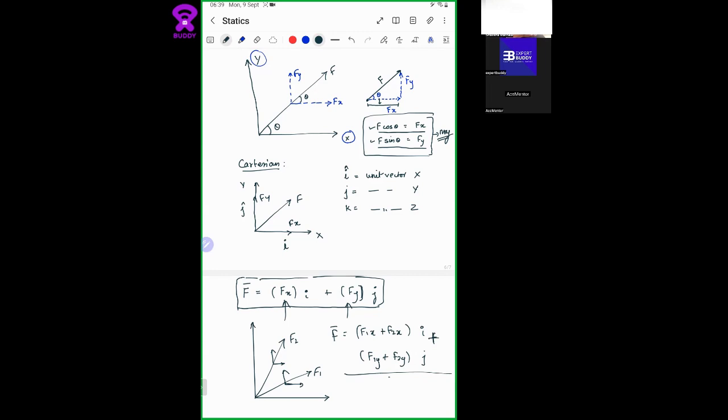And if you have an F3 which is going the other way, what do we do? You add F1x and F2x, subtract F3x, and add F3y. The x is going in the opposite direction, so you have a negative here, and you add F3y because it's on the positive sense. That is as simple as it is.